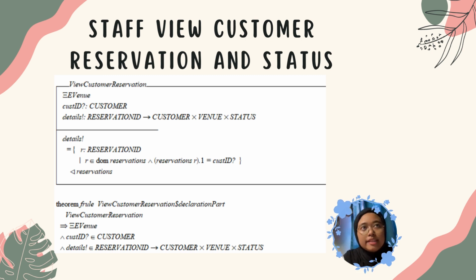The theorem confirms that our view customer reservation schema is valid within the system. It ensures two things. First, the customer ID used must exist in the system. Second, the output, the reservation status, must be correctly structured. The expression view customer reservations to eVenue simply means these operations won't break the system's consistency. So anytime staff view a customer's reservations, the system remains stable and correct.